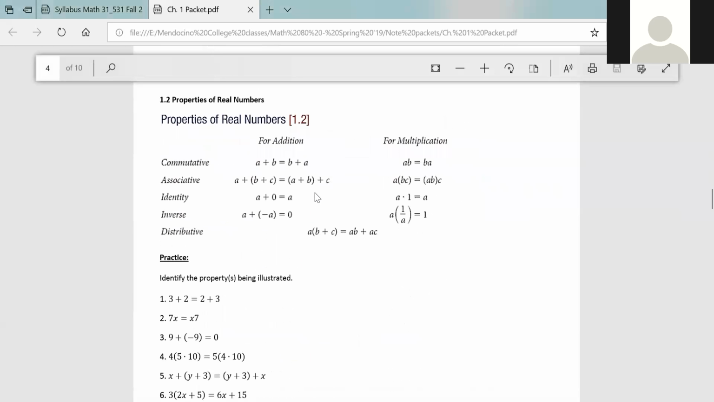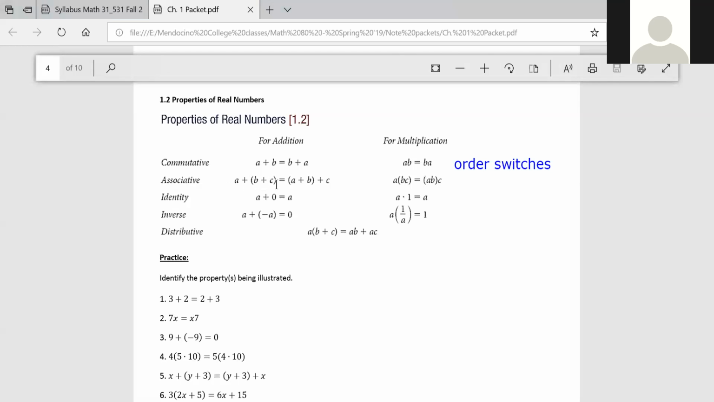Let's see. So then there's 1.2 on properties. Essentially there are two that students often get mixed up, commutative and associative properties. The key thing for the commutative is that they're commuting. It means just like you go from work to home and then from home to work. You're switching the order. So order switches. Then the associative is the order isn't switching.